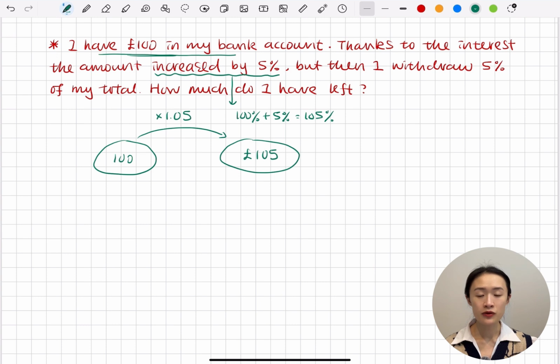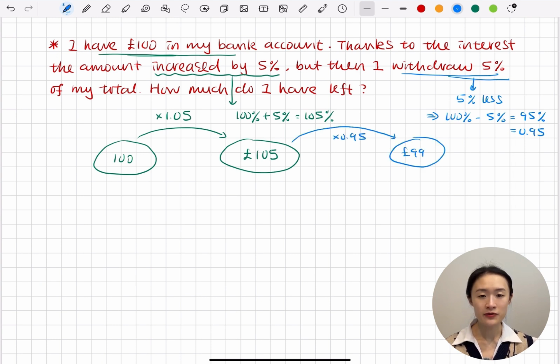Now I withdraw 5%. So now this 5% is 5% of 105. If I withdraw 5%, that means I have 95% in my bank. So then that is 0.95. 105 times 0.95 is £99.75 in my bank account. So now this is slightly different to the amount I have at the beginning. It's because our starting point is different.